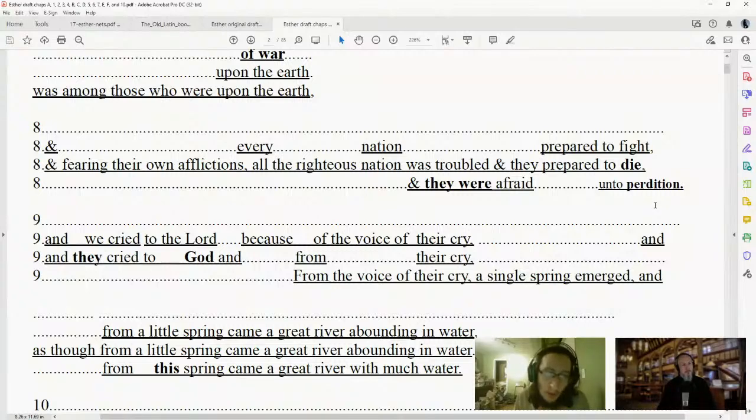they seems to be the more correct reading, because later on in the interpretation of the dream, Mordecai is the serpent. He's one of the serpents. It says there were two great serpents, and Mordecai was one of those serpents. So he would not be the we that's crying out to the Lord, because he is the serpent in the dream. So they is more likely to be correct, and it was probably changed to we because the scribes were like, well, Mordecai is part of that group.